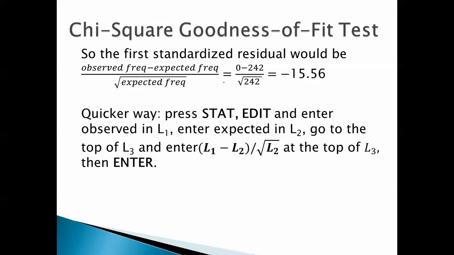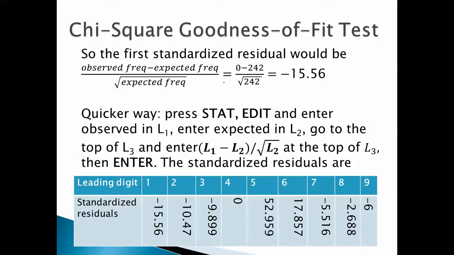Okay, there's a quicker way to do this. You can press stat, edit, and then you go to the top of L3. You can just enter L1 minus L2 over square root of L2 at the top of L3, and then enter. Here's what we end up with. So it's basically like what we did earlier, except instead of entering L1 minus L2 squared over L2, we just enter that at the top of L3. These are the standardized residuals, and so these are the ones that stand out. Those are the ones that are really pretty far from 0.